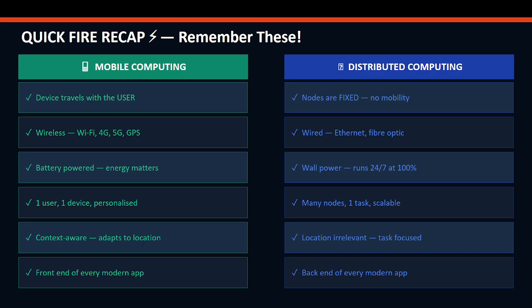Mobile computing: device travels with user, wireless, battery powered, one user, personalized, context aware, front end. Distributed computing: nodes fixed, wired, wall powered, many computers, one task, scalable back end. If you can say those two lists from memory, you can answer any exam question on this topic. Test yourself right now. Pause the video and write them down from memory. Come back in 60 seconds.